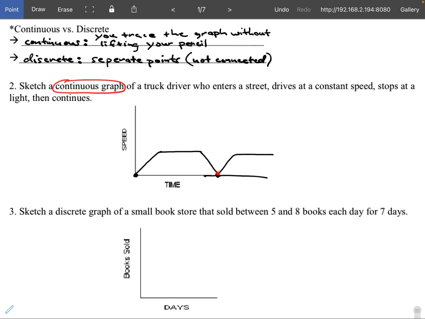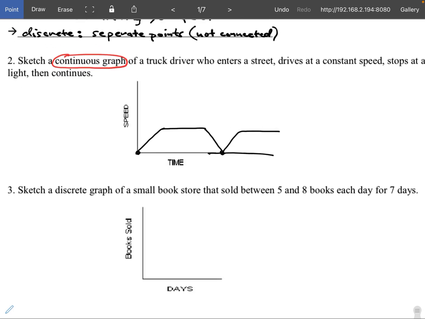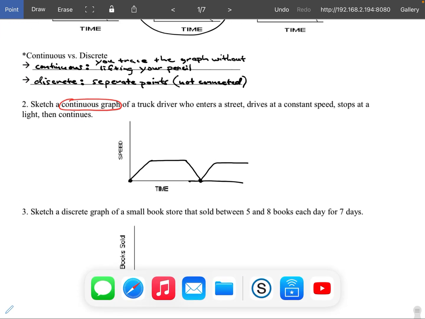So that is definitely continuous. You want to note that right there. That's a continuous graph. Because what is it doing? It's increasing. Your speed is increasing. Then it's constant. Then it's decreasing. Then your speed is 0. Then your speed is increasing. Then it's constant again. So I can definitely trace that without lifting my pencil, all right? All right, so that's good for that one.